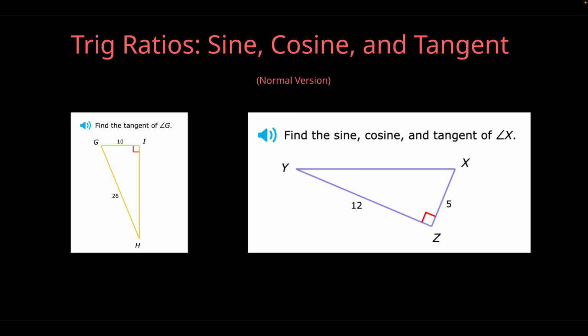Today we're going to be talking about trig ratios, the sine, cosine, and tangent. So similar to the problems you see up on the screen here. Just a reminder, this is the normal version.